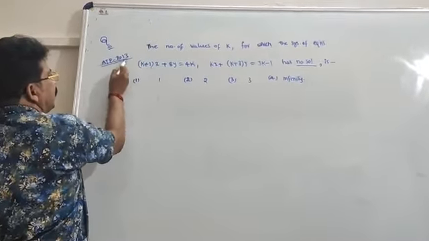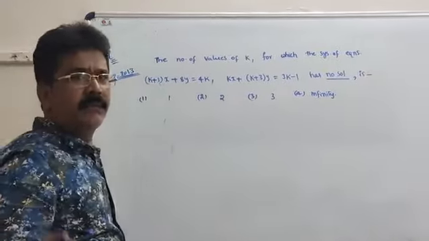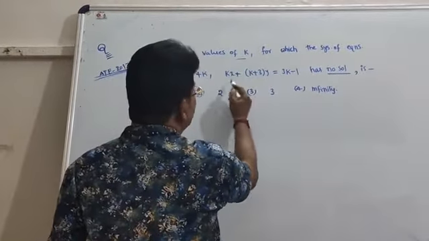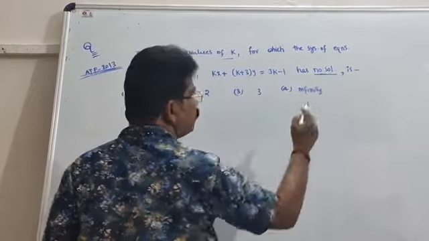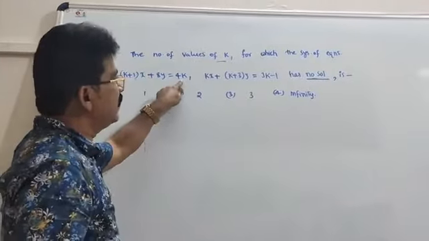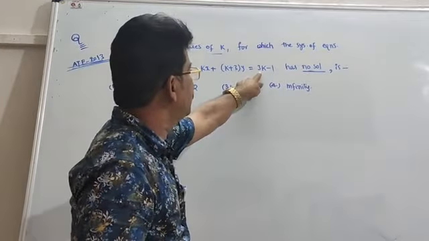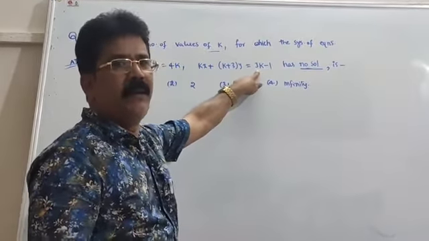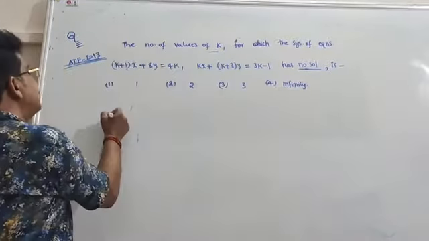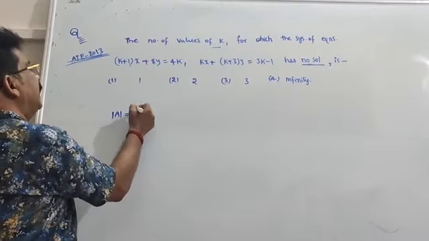It was given in AEEE 2013: the number of values of k for which the system of equations has no solution. Here, this equation contains a constant, and this equation contains a constant, so it is a non-homogeneous system. That's why let us consider the determinant of A.